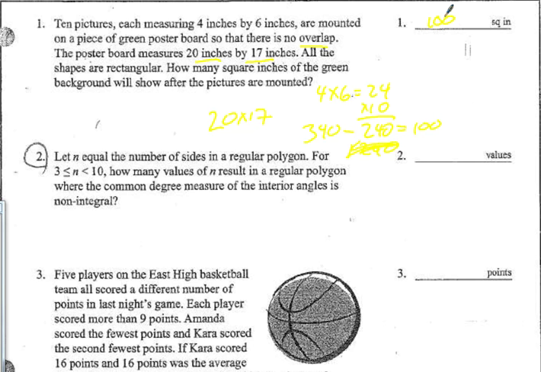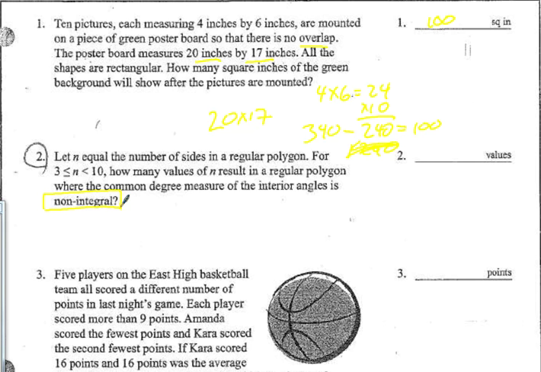Number 2, let n equal the number of sides of a regular polygon. For n with 3 less than or equal to n, and less than 10, how many values of n result in a regular polygon where the common degree measure of the interior angles is non-integral? First things first, non-integral. In other words, it is a decimal. It is not a counting number, and it's not a whole number. So we're looking for a number that is not a whole number. And right now, you should be thinking about numbers that have really weird rules of division, like 7. The easiest way to do this is to know the equation.